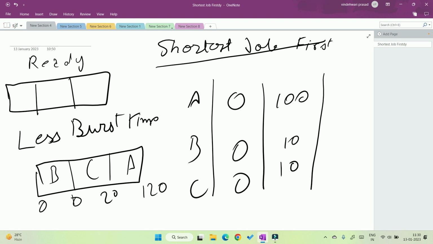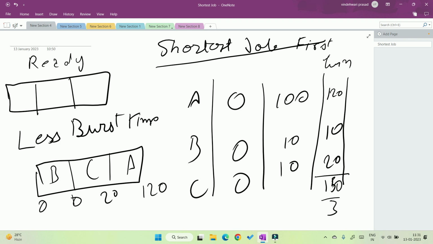Due to this, the turnaround time of A is 120 minus 0, 120. Here for B, 10 minus 0, 10, and for C, 20 minus 0, 20. It goes to 120 plus 10 plus 20, 150, 150 divided by 3, it's 50 average turnaround time.